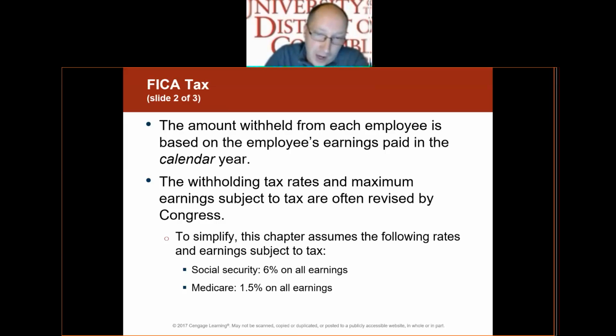To simplify, in this chapter, we assume there are 2 types of tax rates that are subject to being taxed. So, with Social Security, we pay about 6% on all earnings. It's pretty close. And for Medicare, it's 1.5% on all earnings. It's probably closer to 2% now.